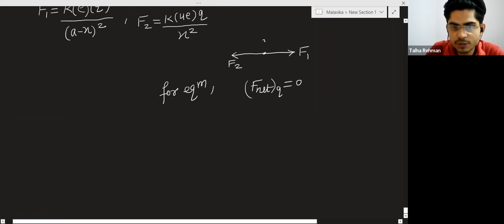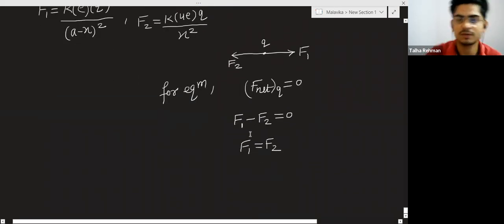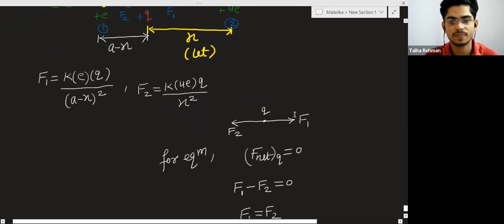Net force here is 0. Now you can subtract the two forces. If you find the resultant, this is the resultant. Net force means the resultant of two vectors, and force is a vector. So you can write F1 minus F2 equal to 0. It means that F1 equals F2. That's why I am saying that here we have used the vector laws.